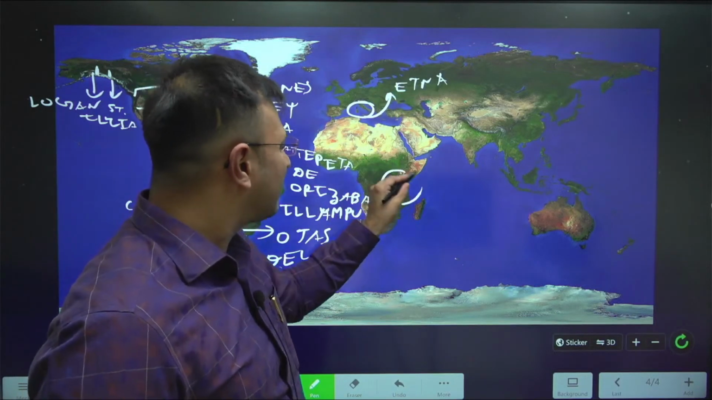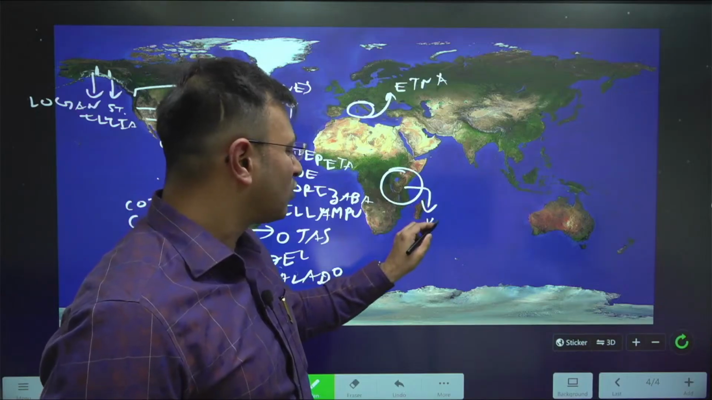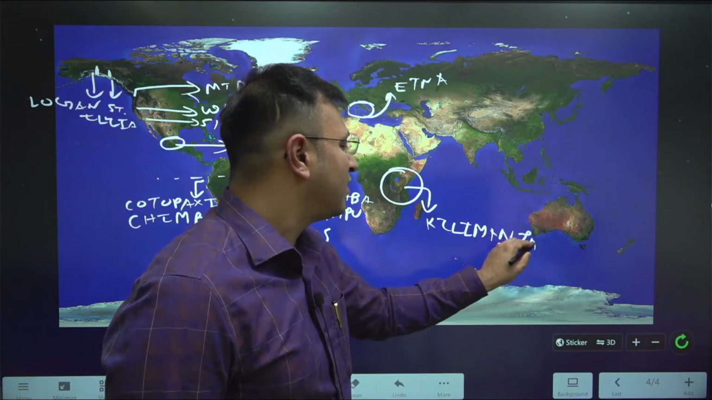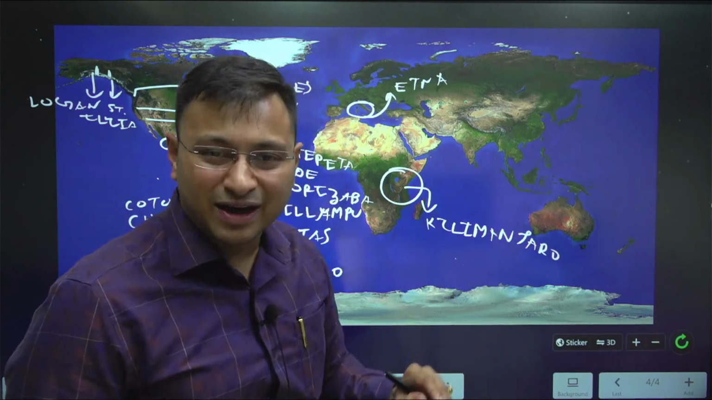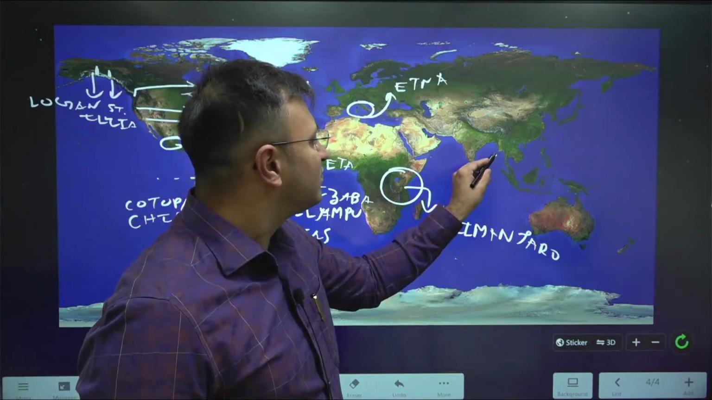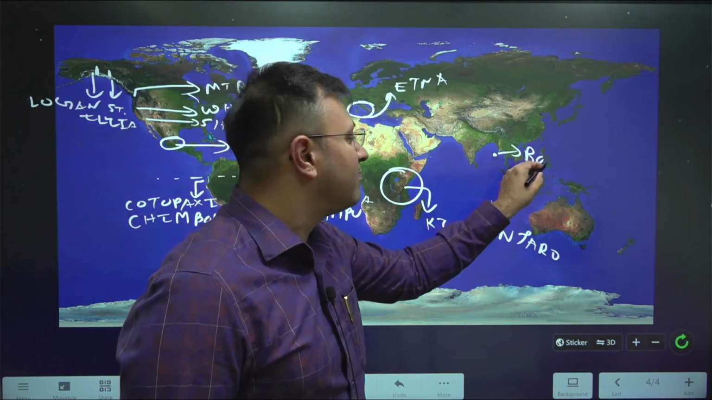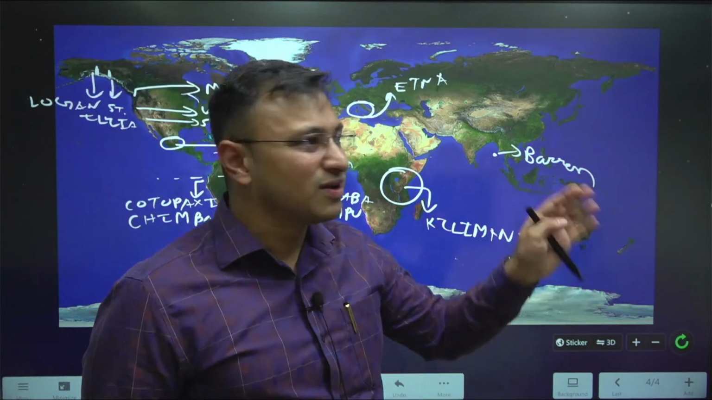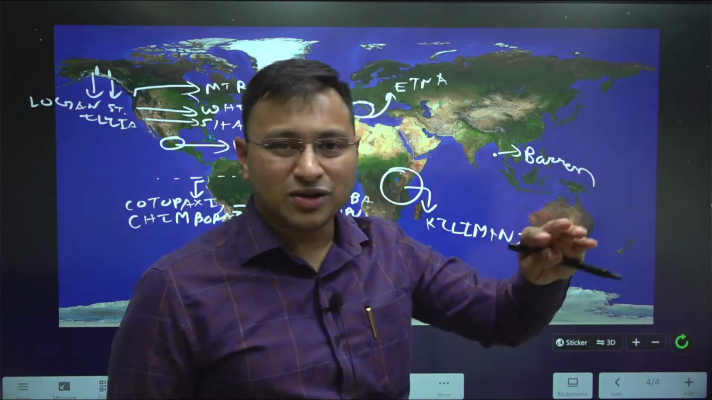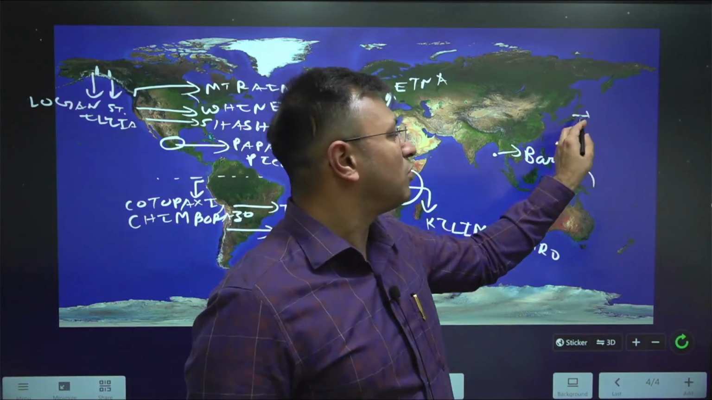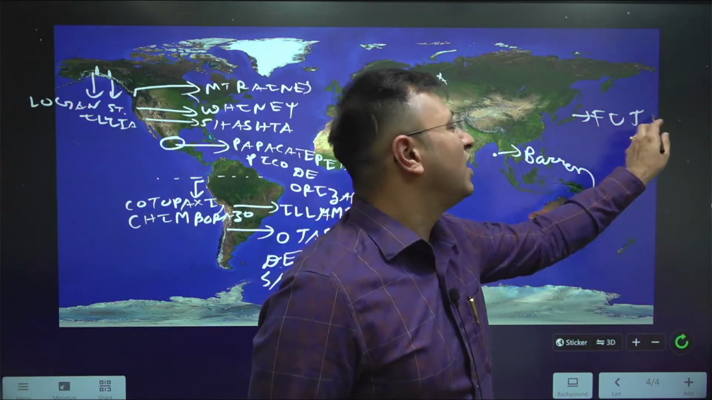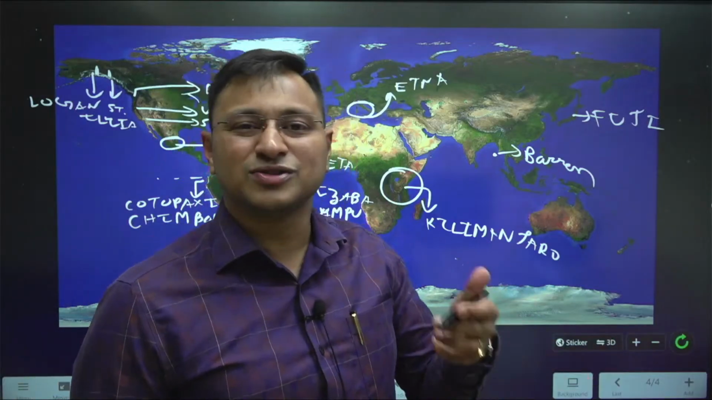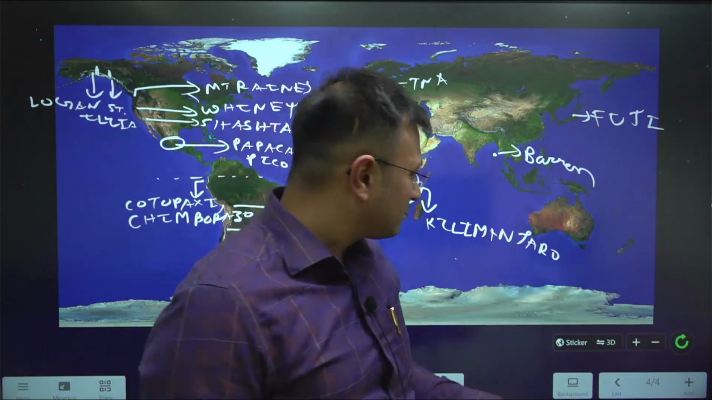In Africa, you have three mountains. You have the tallest peak of Africa, Mount Kilimanjaro. Then you have Mount Kenya. In India, the only active volcano that we have is referred to as the Barren Island volcano. And the most active volcano in Japan, in the sense that it can erupt anytime, is Mount Fujisan or Mount Fuji, at the foothills of which we have Tokyo, the world's most populated and biggest city.